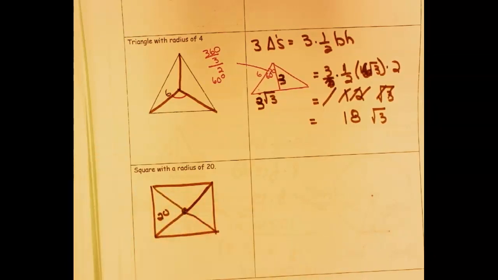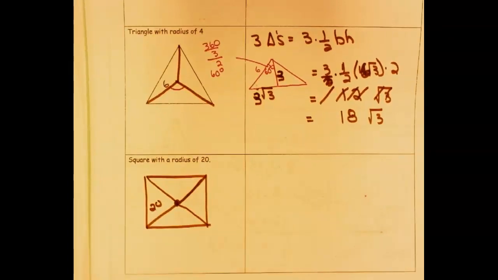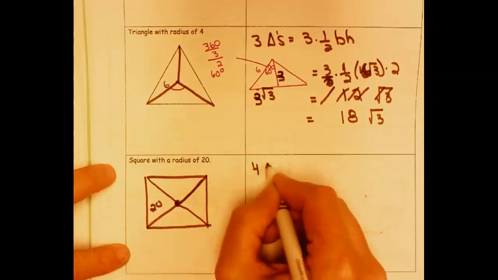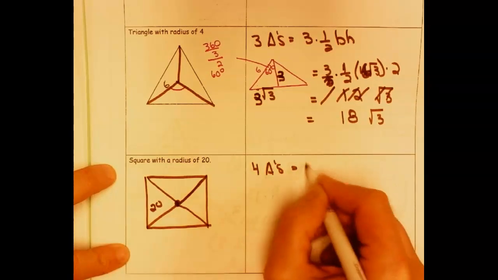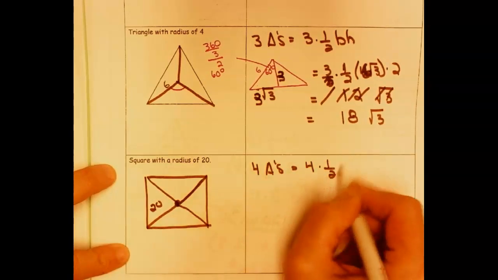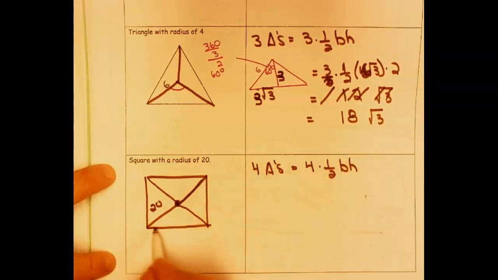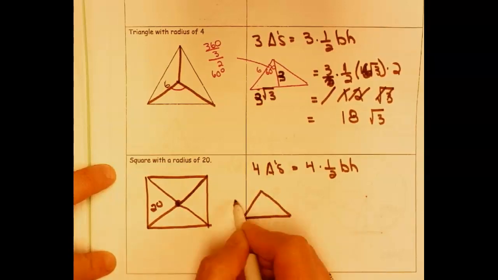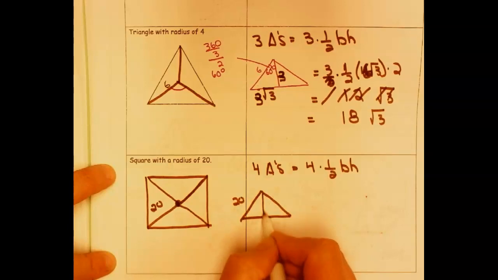Okay, and again, I get you might choose a different method, but we're trying to stick with this method here just to give us a little bit more practice. So in this particular case, I see 4 triangles. I see 4 times 1/2 base times height. Again, I don't know the base or the height. Let's go pull that triangle out. All I have is this length here is 20.